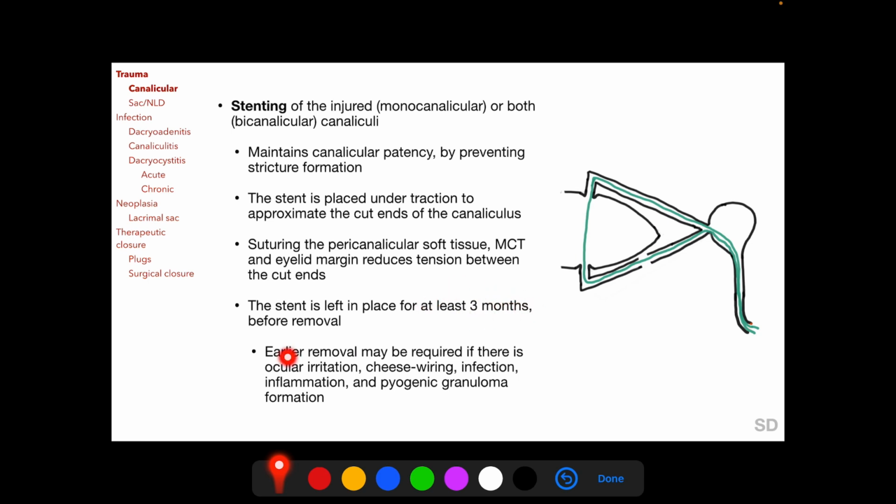However, earlier removal may be required if there is ocular irritation, cheese wiring at the punctum, infection, inflammation, and pyogenic granuloma formation due to the stent.